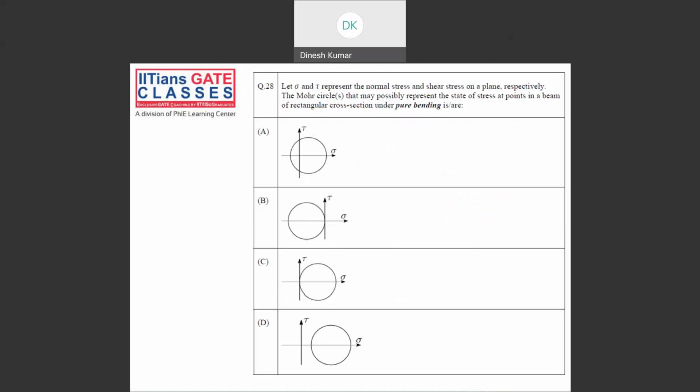Now this question 28. Let sigma and tau represent the normal stress and shear stress on a plane, respectively. The Mohr circle that may possibly represent the state of stress at a point in a beam of rectangular cross section under pure bending. So, guys, when pure bending happens, suppose this is my beam and take any cross section. They already given it's a rectangular cross section. So this is a beam under pure bending, and this is your cross section, guys.